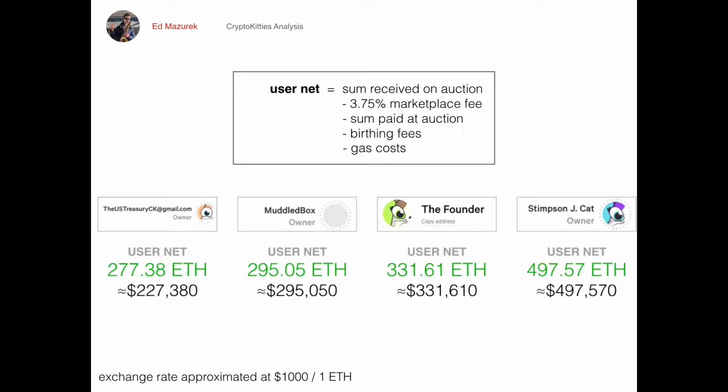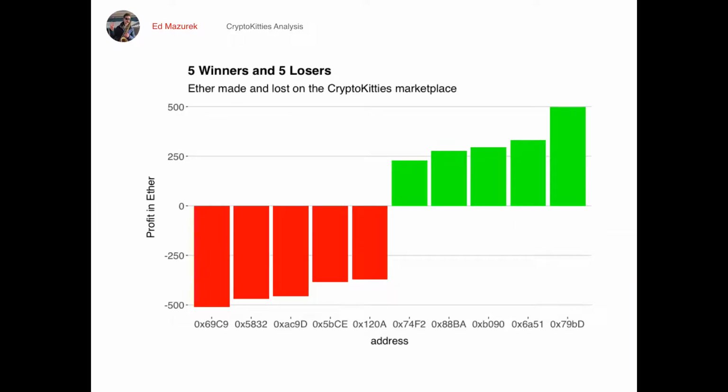These people are pretty much rich based on just digital cats. So why shouldn't we be able to have that happen to us? We don't want to work. All right, so, well, it's these big winners. These are the top 10 winners on the CryptoKitties market exchange thing, but there's also some losers.